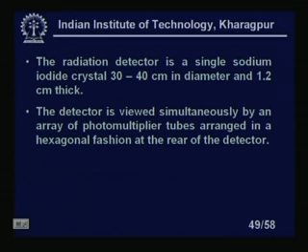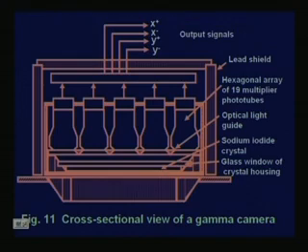Let us go back again. The gamma ray enters through this. Okay, we have sodium iodide crystals, they produce scintillating light, it goes to the photomultiplier tubes, and I am getting the electrical output. Clear?